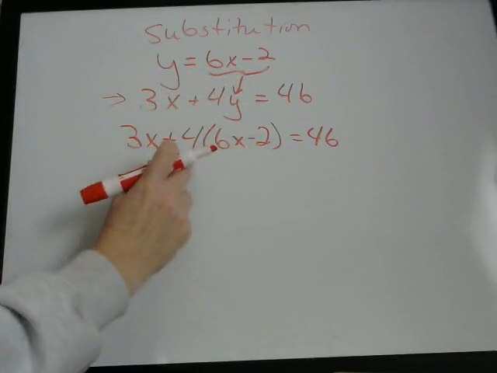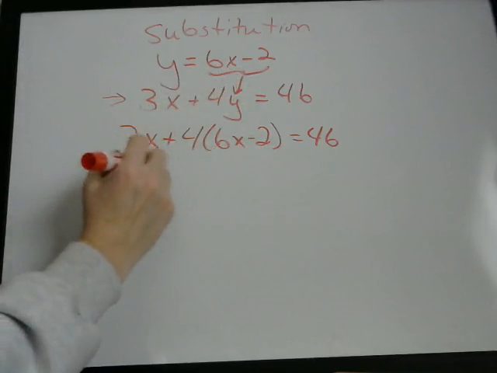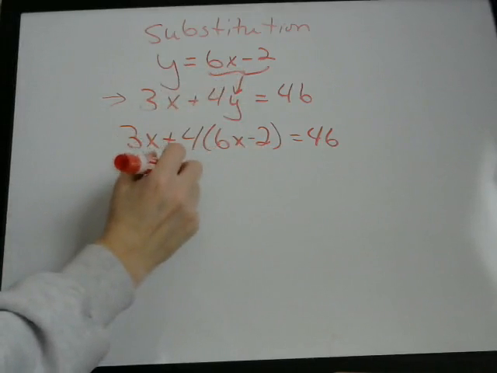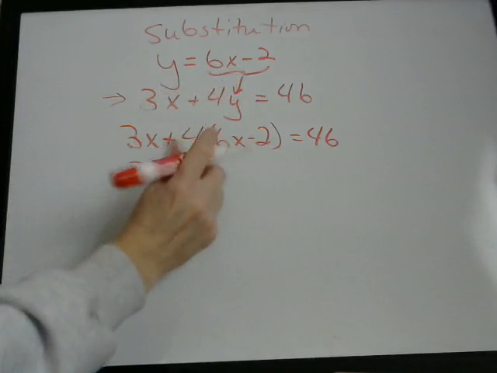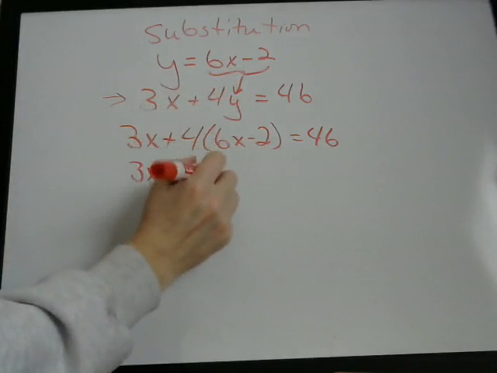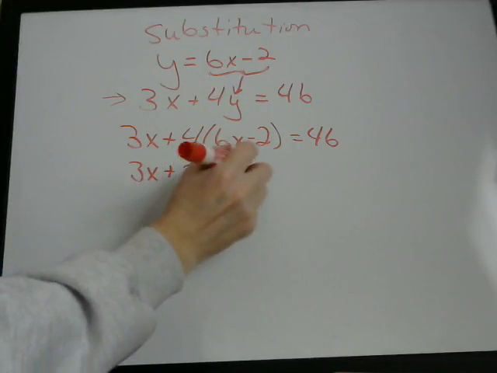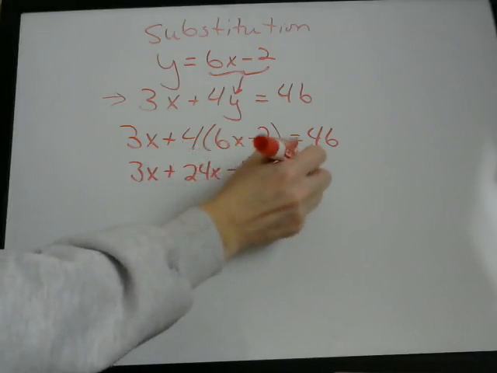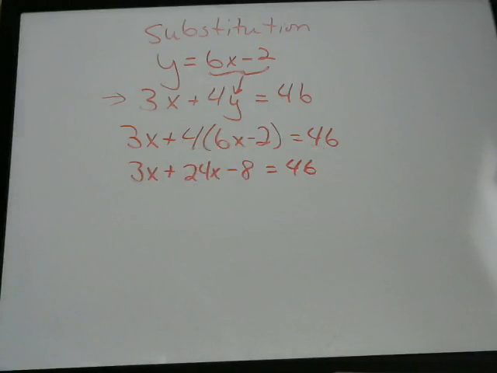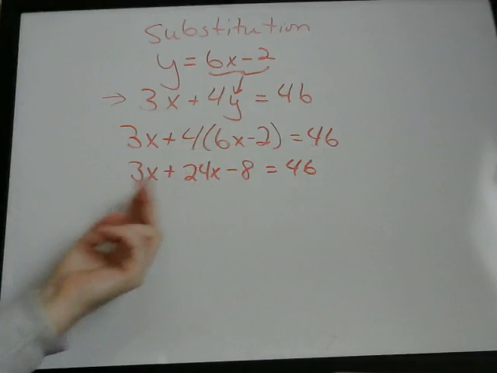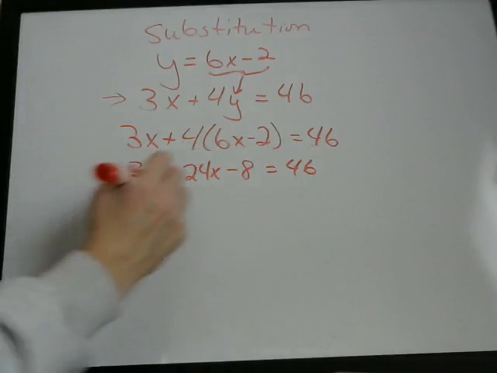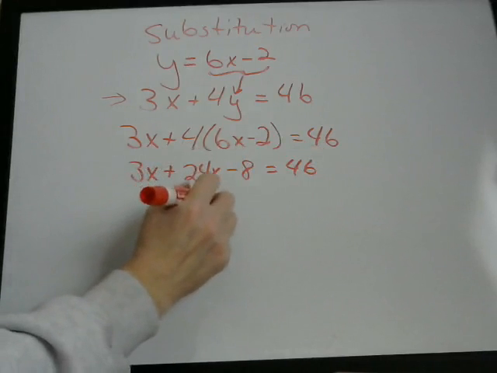Now this is where you need to know how to do the distributive property, because we're going to simplify this equation. We're going to distribute 4 over this. So 4 times 6 is 24x. 4 times negative 2 is negative 8, equals 46. Since both of these have x's on them, we can add them together. So 3x plus 24x is just 27x.